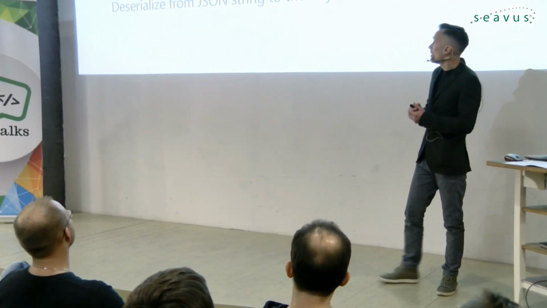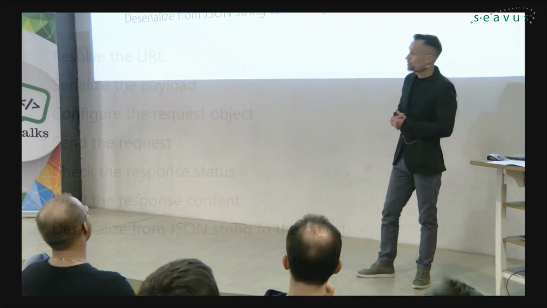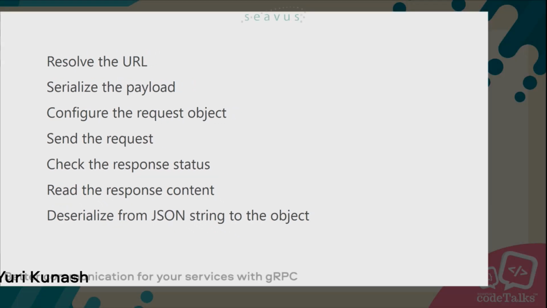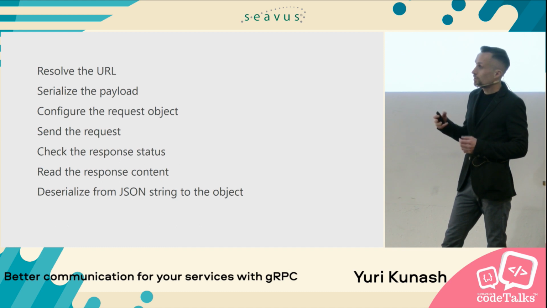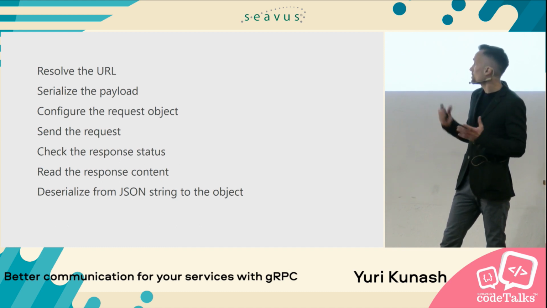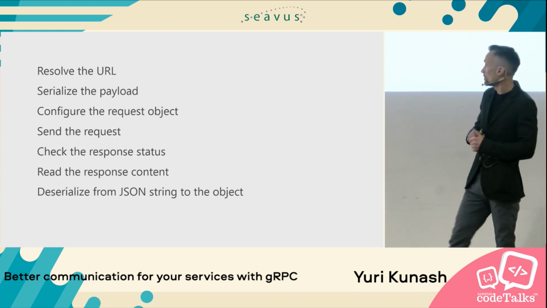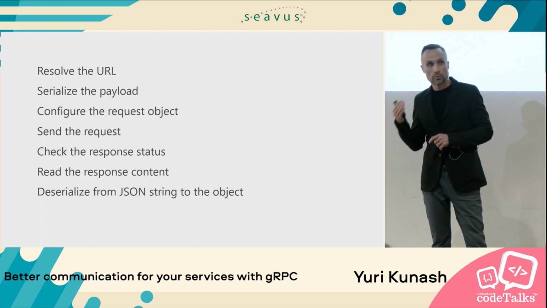The next thing which your wrapper should be able to do is to serialize the payload. And if you think that serialization is free, it's not always so. It just depends on the size of the messages and on the quantity of these messages. You need to configure the request object, set up maybe some headers, choose this request object from the plenty of objects which we have in C# and .NET. And then you are sending the request.